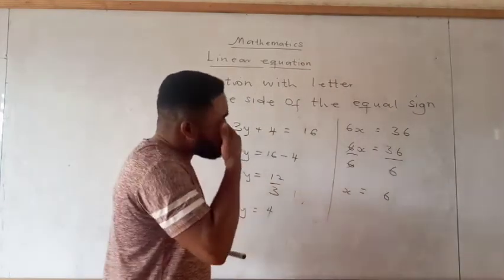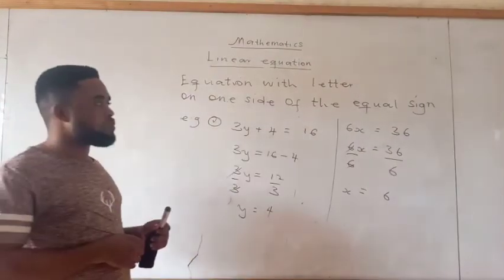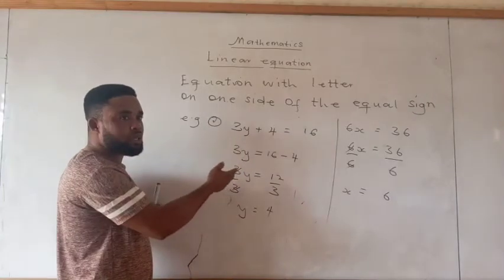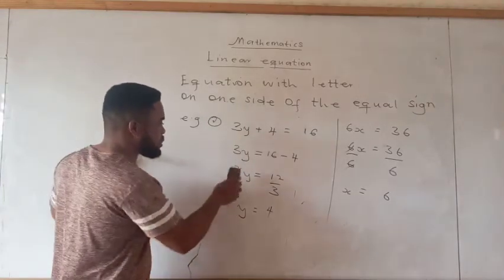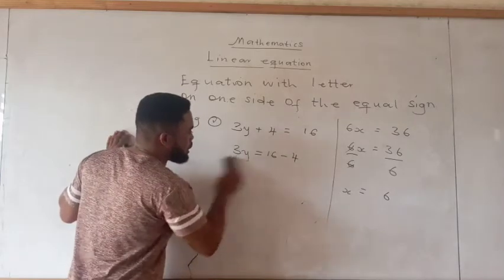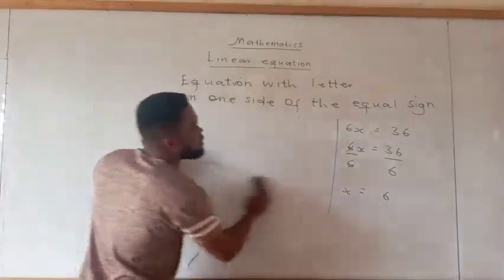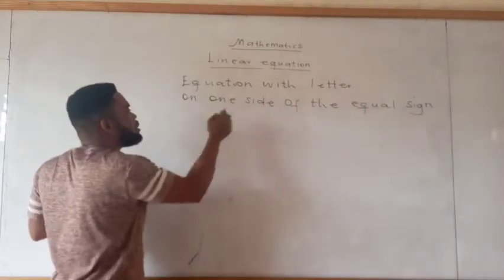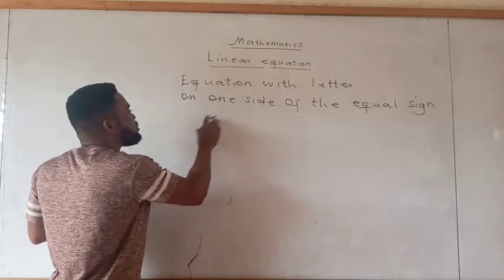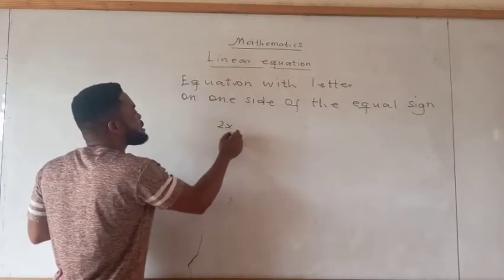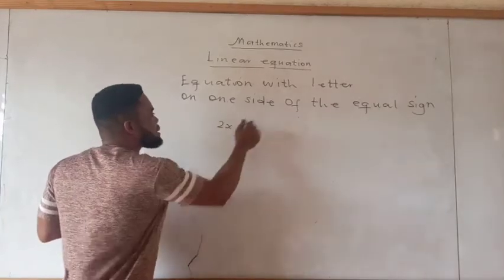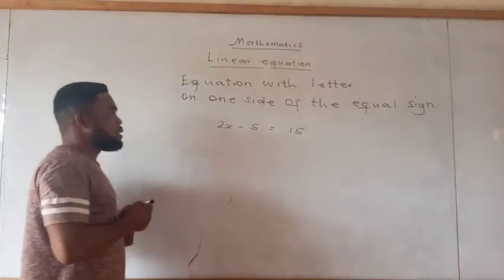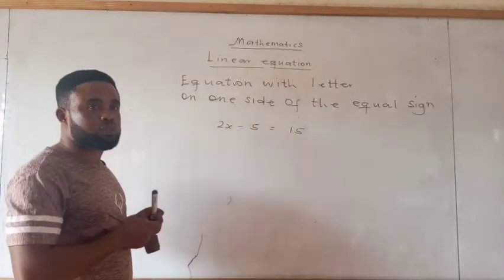Okay. Then we take our last example. Let's take our last example, example 3. We are going to have 2x minus 5 equal to 15. 2x minus 5 equal to 15.